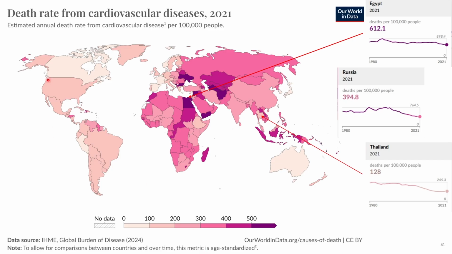If you look at this map, you can see the death rate from cardiovascular diseases in 2021. You can see in some countries it's very high, like Egypt and Russia. In Egypt, 612 among 100,000 people die because of CVDs. If you look at Thailand, it's in a slightly better condition. Only 128 among 100,000 people die. It's slightly better than the rest of the world.